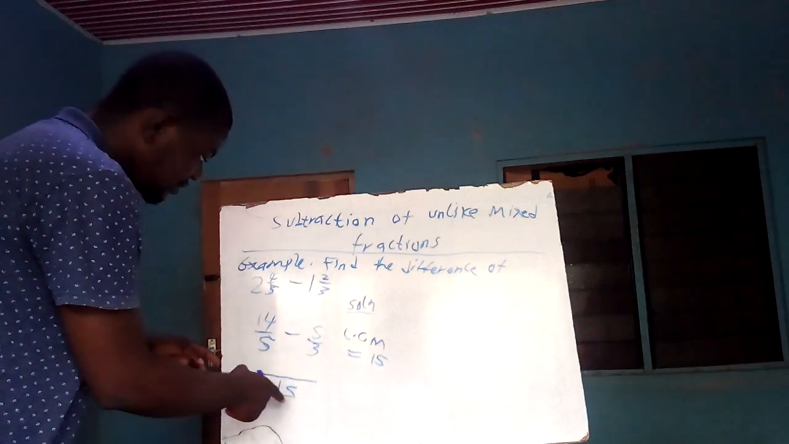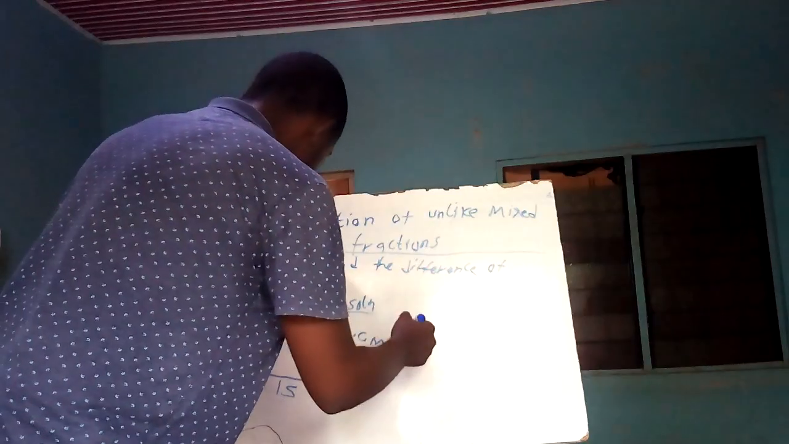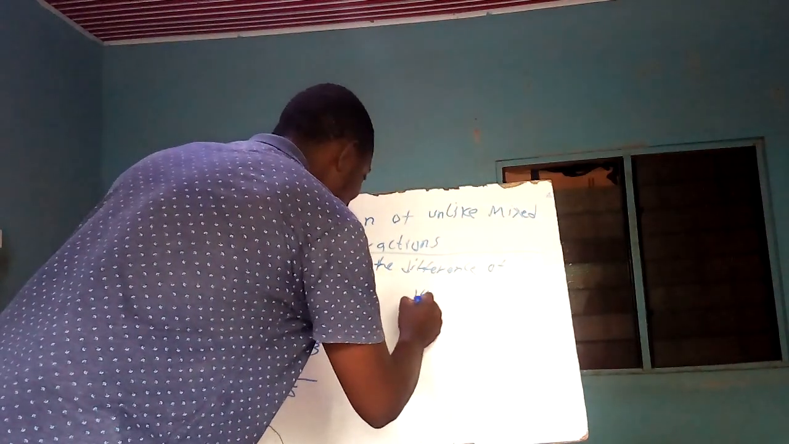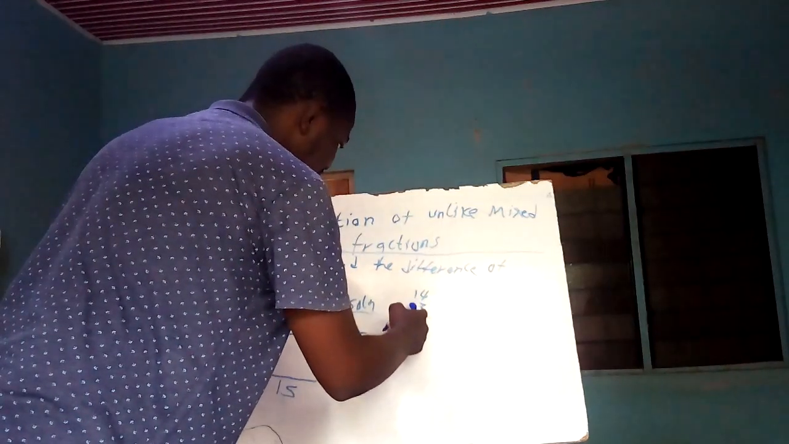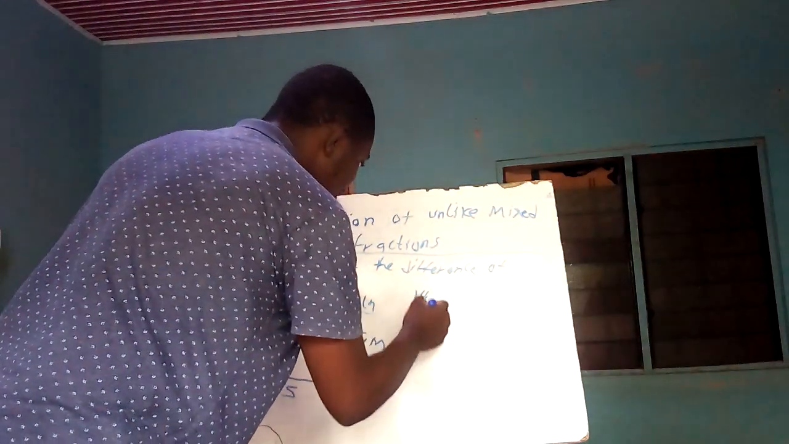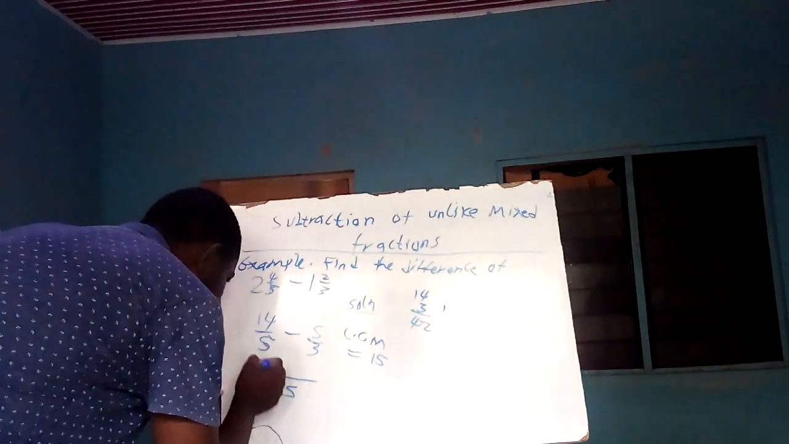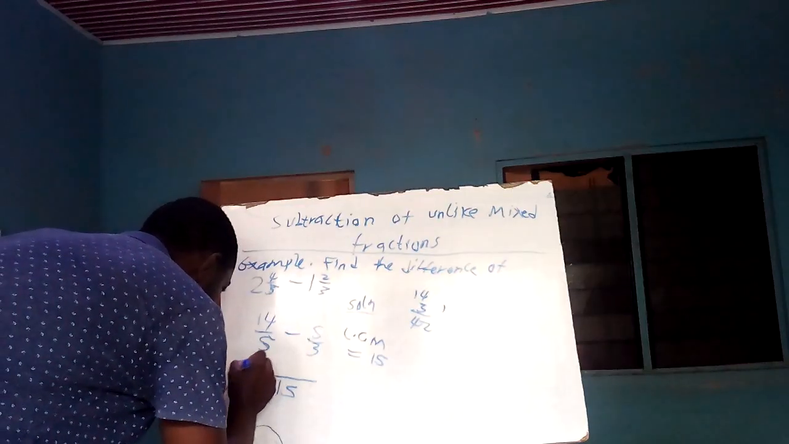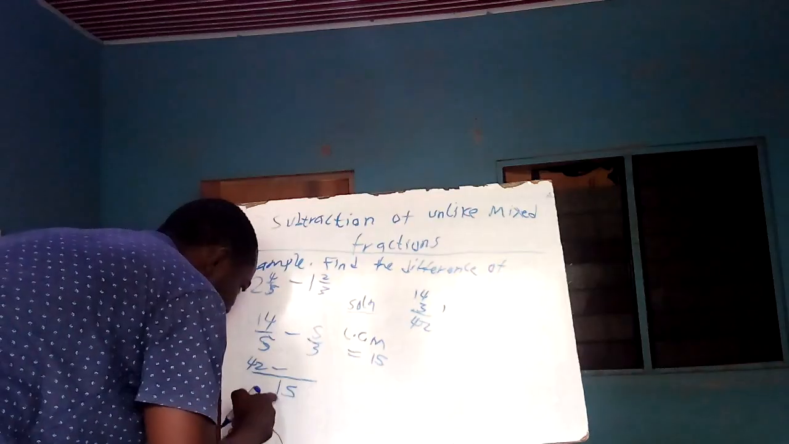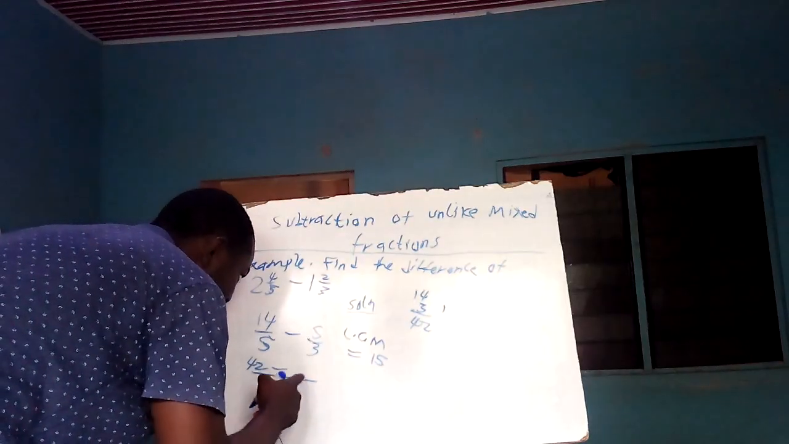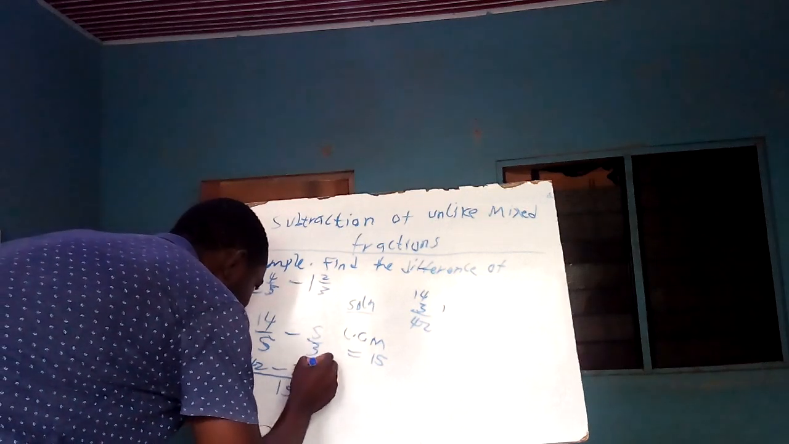Now 5 divides 15, you get 3. So 14 times 3: 3 times 4 is 12, remember 1, 3 times 1 is 3, plus 1 making 4. So you get 42. So the numerator here is 42, minus 3 divides 15, you get 5. Now 5 times 5 making 25.